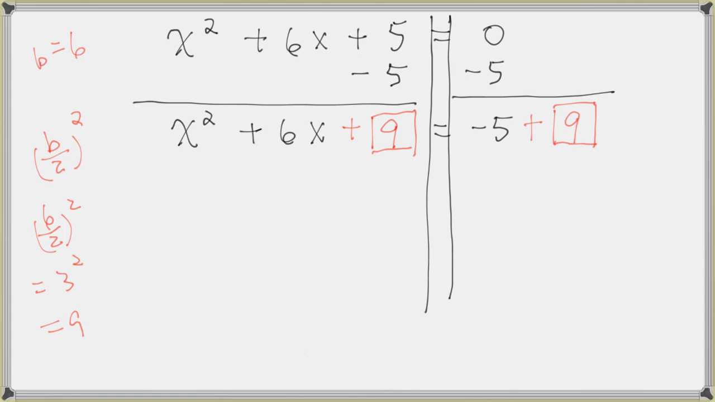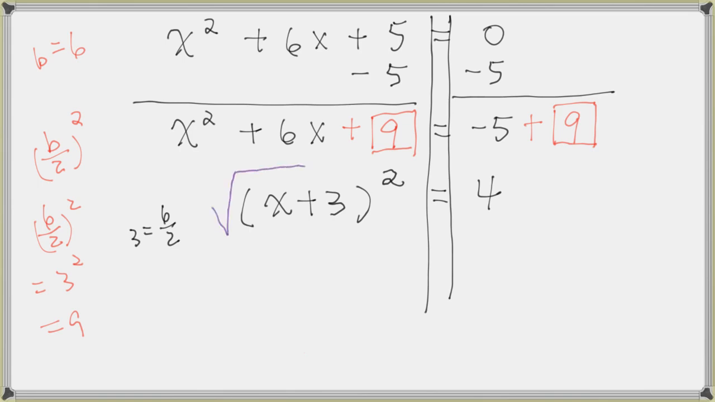Now the left side becomes a complete square. So the left side is the perfect square of x plus 3. This 3 is half of 6. So now the right side is 4. Now we can solve our equation because it is a complete square. So we are going to take square roots on both sides.